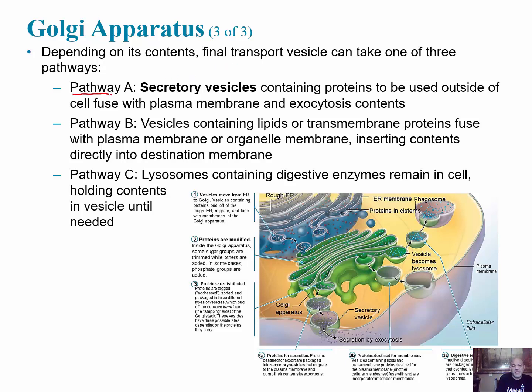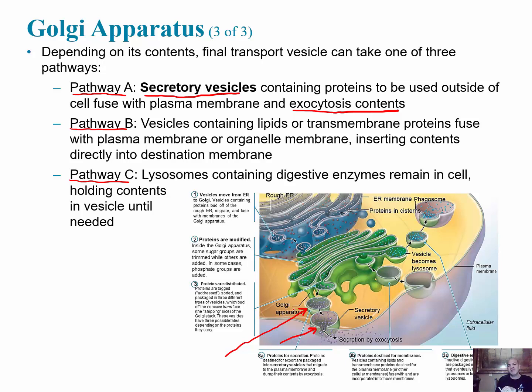So here they are. There's pathway A, then B, and C. In pathway A, the vesicles that come off are going to be secretory vesicles, which means they're going to go for secretion. So they may contain proteins that are going to be used outside the cell. And these vesicles will fuse with the plasma membrane, so exocytosis can occur, and we can release the content. You can see on the diagram right here the secretory vesicle coming off, and then it fuses with the plasma membrane and releases. So that would be a pathway.